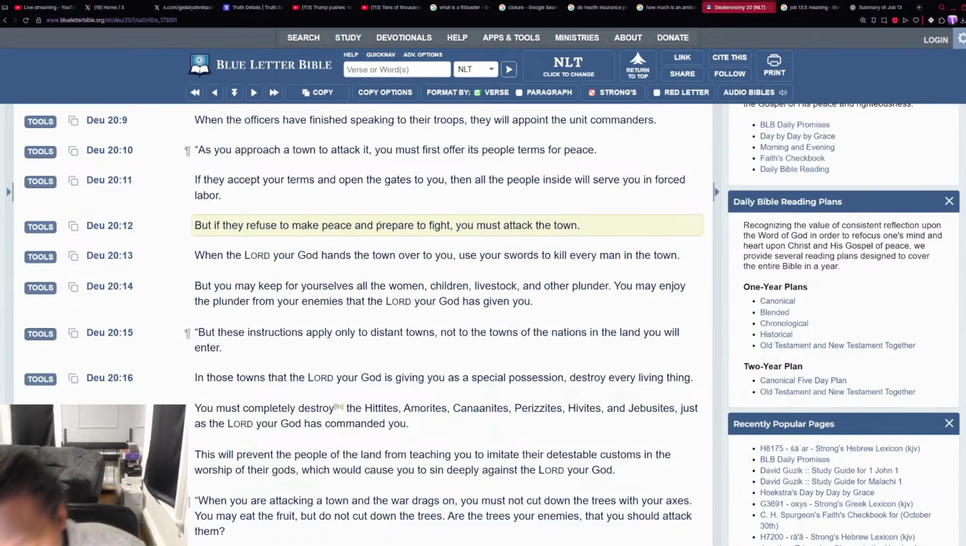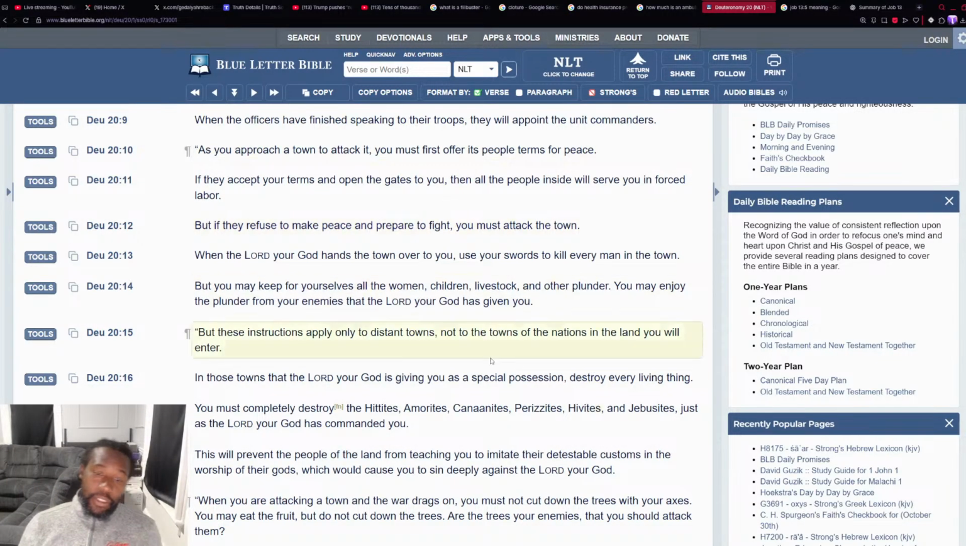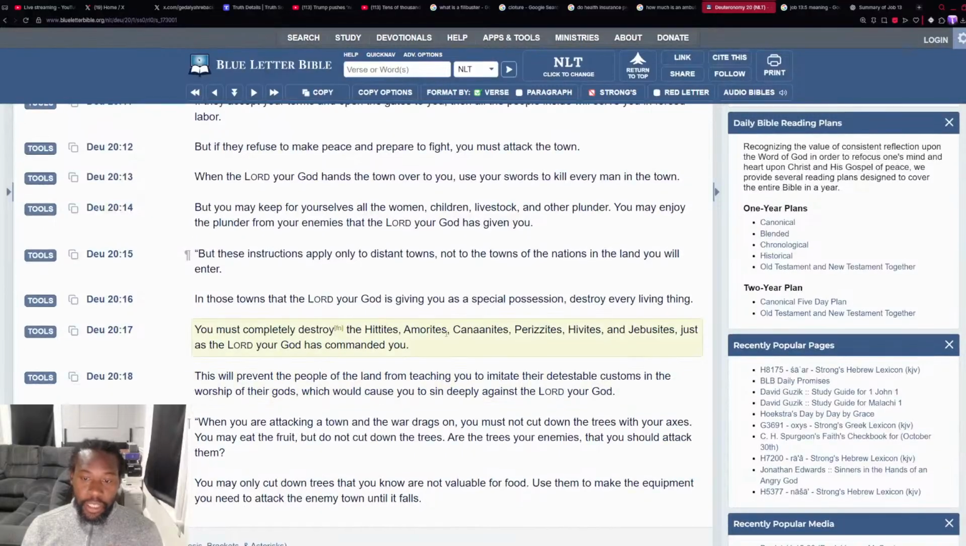All right, so the law is no joke. This is his law. But these instructions apply only to distant towns, not to the towns of the nations in the land you will enter. In those towns that the Lord your God is giving you as a special possession, destroy every living thing. You must completely destroy the Hittites, Amorites, Canaanites, Perizzites, Hivites, and Jebusites, just as the Lord your God has commanded you. This will prevent the people of the land from teaching you to imitate their detestable customs in the worship of their gods, which would cause you to sin deeply against the Lord your God.